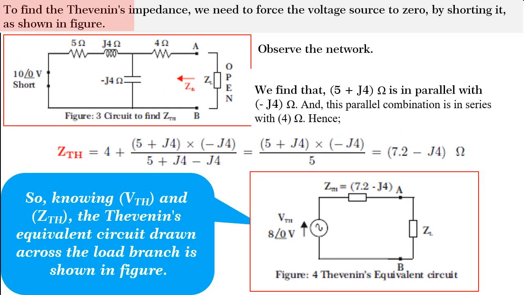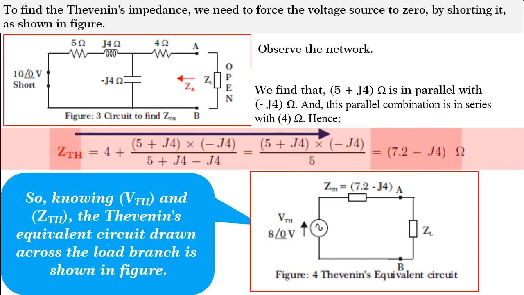Friends, to find Thevenin's impedance, we need to force the voltage source to 0 by short circuiting it as shown in figure. Observe the network. We find that 5 plus j4 ohm is in parallel with minus j4 ohm, and this parallel combination is in series with 4 ohm. So, Z Thevenin is equal to 4 plus (5 plus j4) into (minus j4) divided by (5 plus j4 minus j4). By solving, we get Z Thevenin is equal to 7.2 minus j4 ohm.